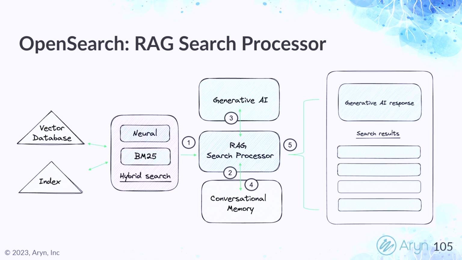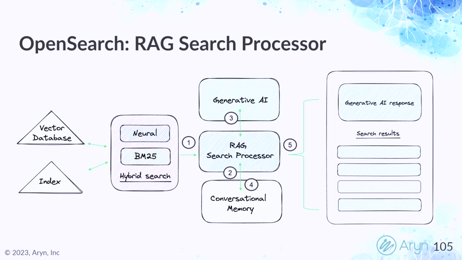The RAG search processor will then get relevant context from the conversation that you've had: the most recent K interactions, questions and responses that you've given to the system. It'll then send that to the generative AI. It can be locally hosted, or it could be a remote AI system like OpenAI's GPT-3.5 or GPT-4 that we showed you. The response comes back from the generative AI.